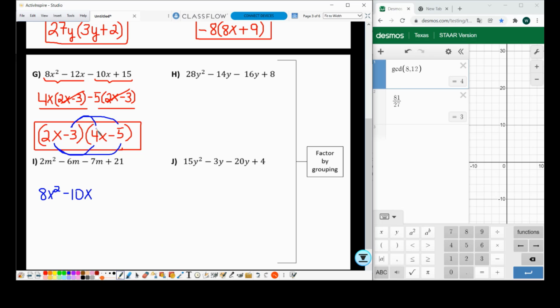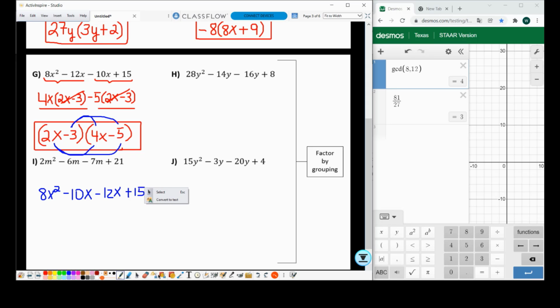Negative 3 times 4 is negative 12x. And negative 3 times negative 5 is positive 15. And if you notice, this is basically the original problem. The only difference is that negative 10 is coming before negative 12. But basically, it's the same expression. Okay?